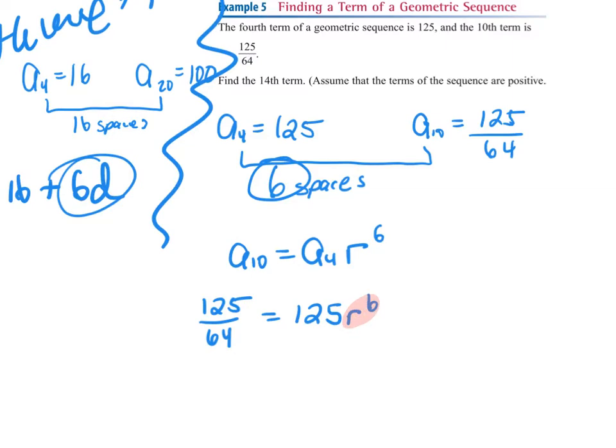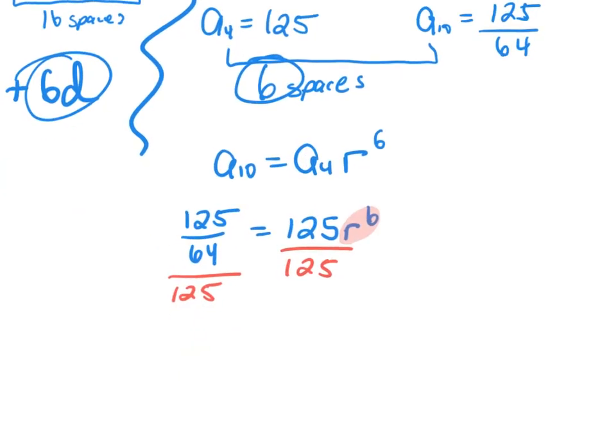Correct? You have to divide. Okay, so I'm going to divide both sides by 125. So I have 125 over 64 divided by 125. That's a fraction divided by a fraction. So I'm going to say keep, change, flip. Multiplication? 125 over 1. It's going to be 1 over... Yes, I'm sorry. My bad. Wouldn't it just be 1 over 64?